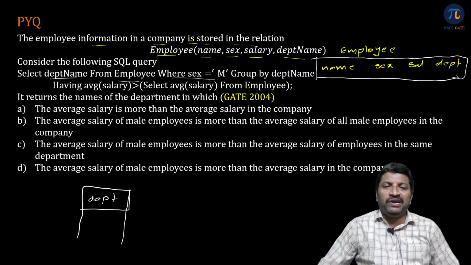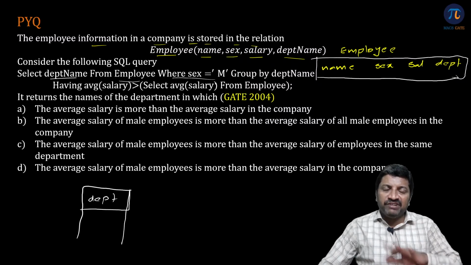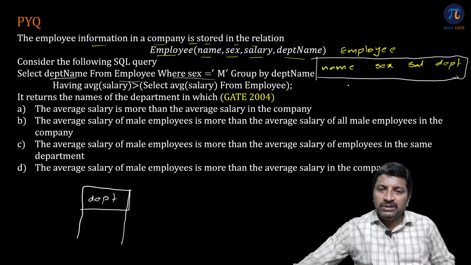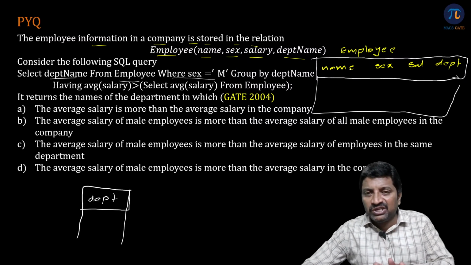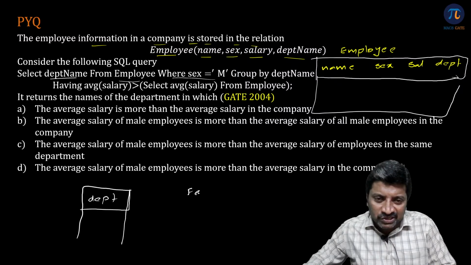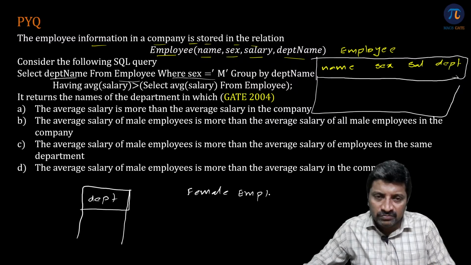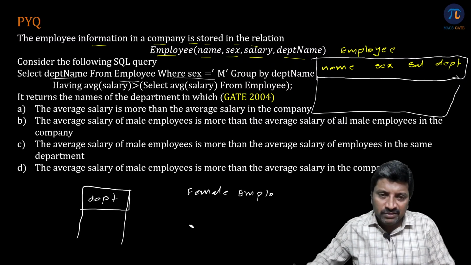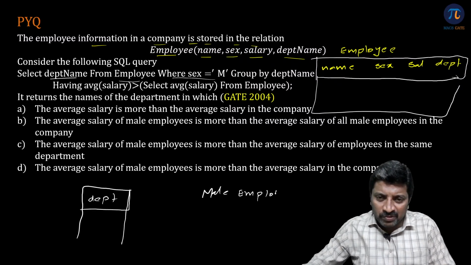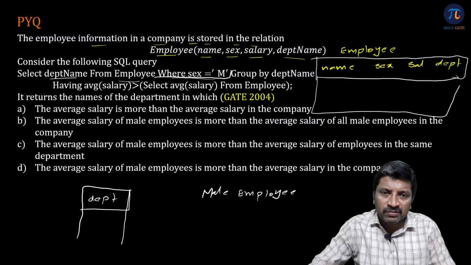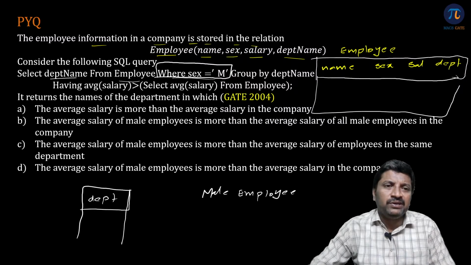When you have applied where and group by both, first the where will be applied. So it will filter the employees for male employees only. Even if the entire table consists of females and males, you are considering only male employees because you filtered up to here.